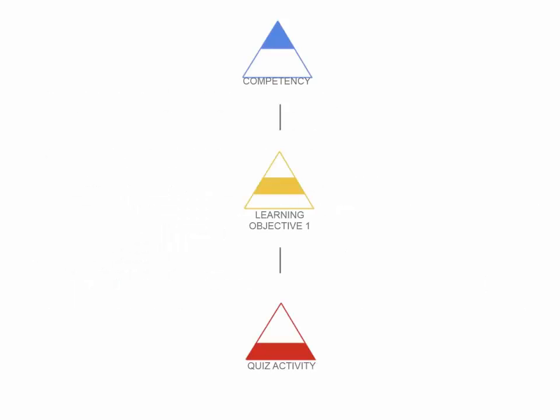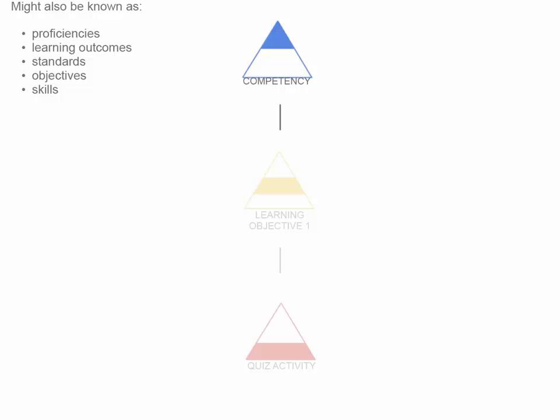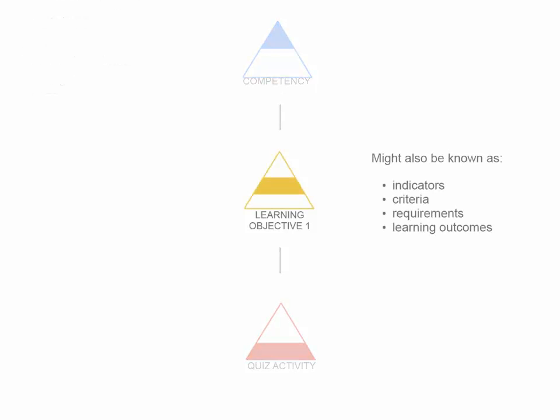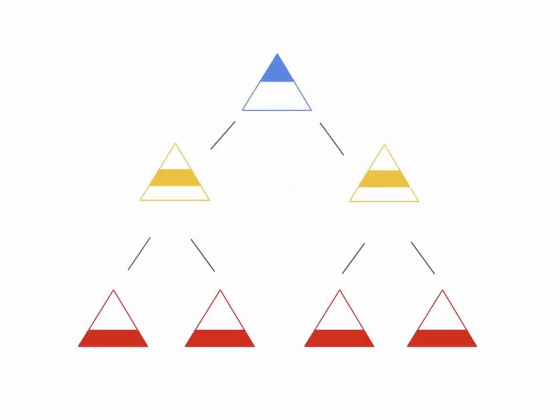A competency is a structure composed of different elements in a hierarchy. In this simple structure, we have the competency itself, a learning objective, and an activity. Your institution might use a different vocabulary to describe competencies, such as proficiencies, learning outcomes, standards, objectives, or skills. Learning objectives might be known as indicators, criteria, requirements, or learning outcomes.